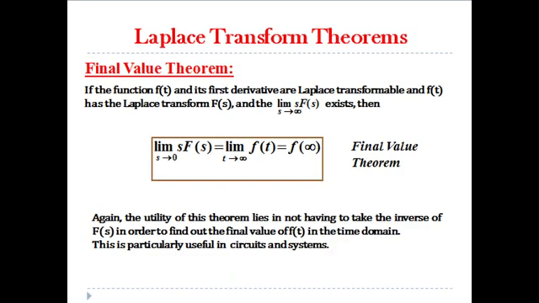Next is the final value theorem. Here, if the function f of t and its first derivative are Laplace transformable, and f of t has the Laplace transform F of s, and the limit s tends to 0 of s F of s exists, then we can write limit s tends to 0 s F of s is equal to limit t tends to infinity f of t, which is equal to f of infinity, which is nothing but the final value theorem.